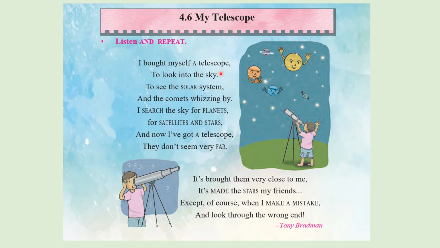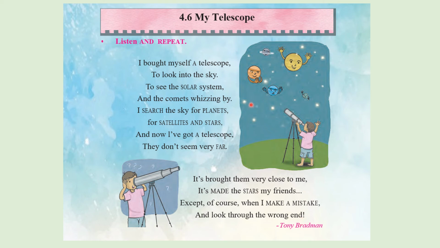Now let us do some rhyming words. What are the rhyming words in the poem, children? I have told you earlier, always look at the last word in the sentence and see if it rhymes with another last word in the sentence. Like see here, telescope and system don't rhyme, but sky and by rhyme. Sky, by. Stars, far. Friend, end. So these are the rhyming words in the poem.